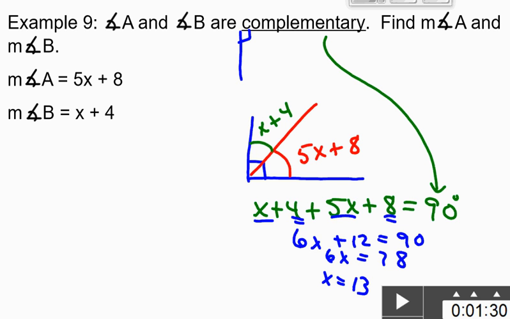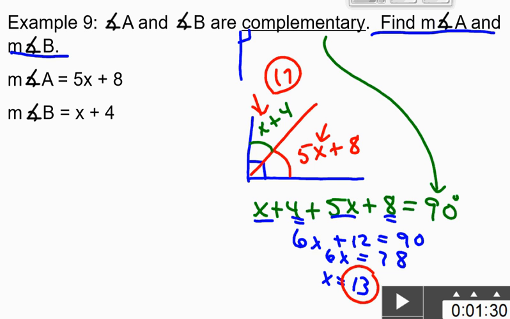And then if the question is actually asking me to find the measure of angle A and angle B, that means I have to plug it in. So I'm going to take 13 and plug it in for x. 13 plus 4 gives me 17. And then I have to take 13 and plug it in for this x. So 5 times 13 is 65 plus 8, which is 73. And if I did everything correctly, 17 plus 73 should be 90, and it is 90. Check. So it should add up to 90 degrees.